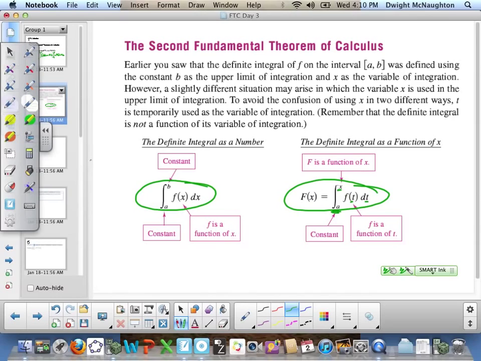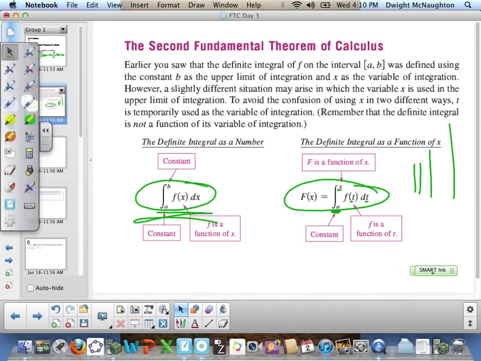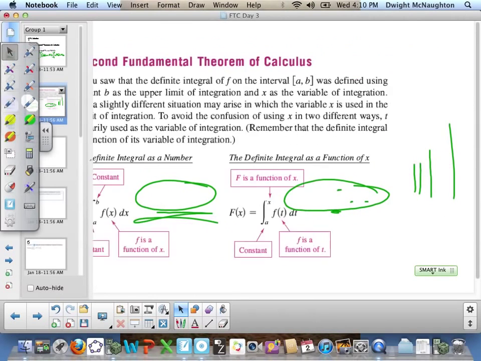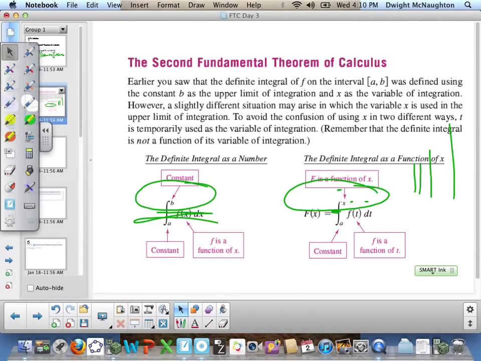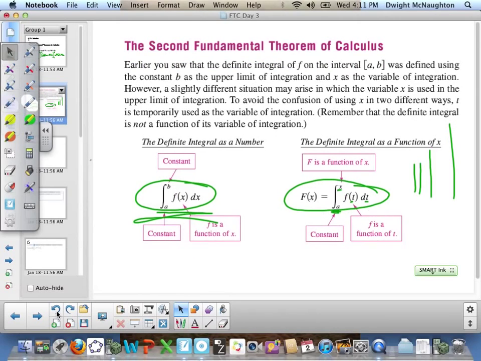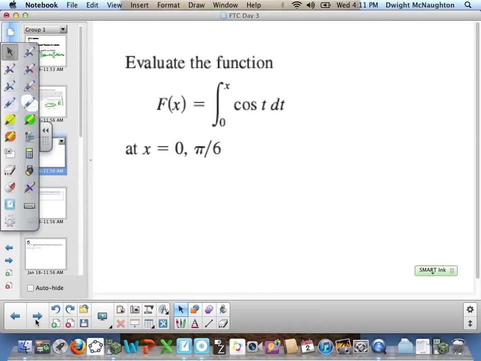So we can write it as a number where we get a specific value, or we can write it as a function where we can have rectangles where the side can go left, right, move around. And then when we do that, there's certain things that happen. One of the things that can happen is we can just evaluate like a normal function.